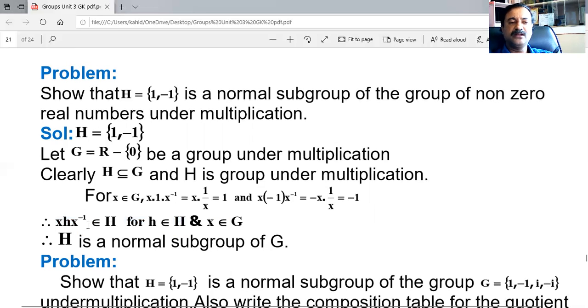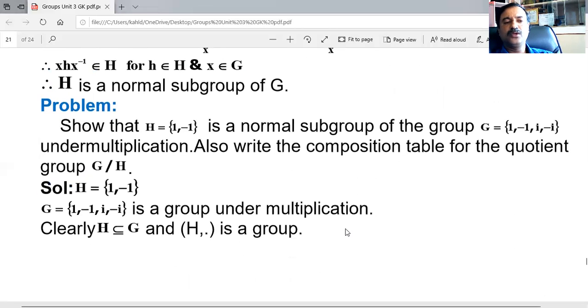Here H is normal, and we have shown that H is a group and a subgroup of G. That is, H is a subgroup. That means H is a normal subgroup of G. Okay, right? We go to another problem.